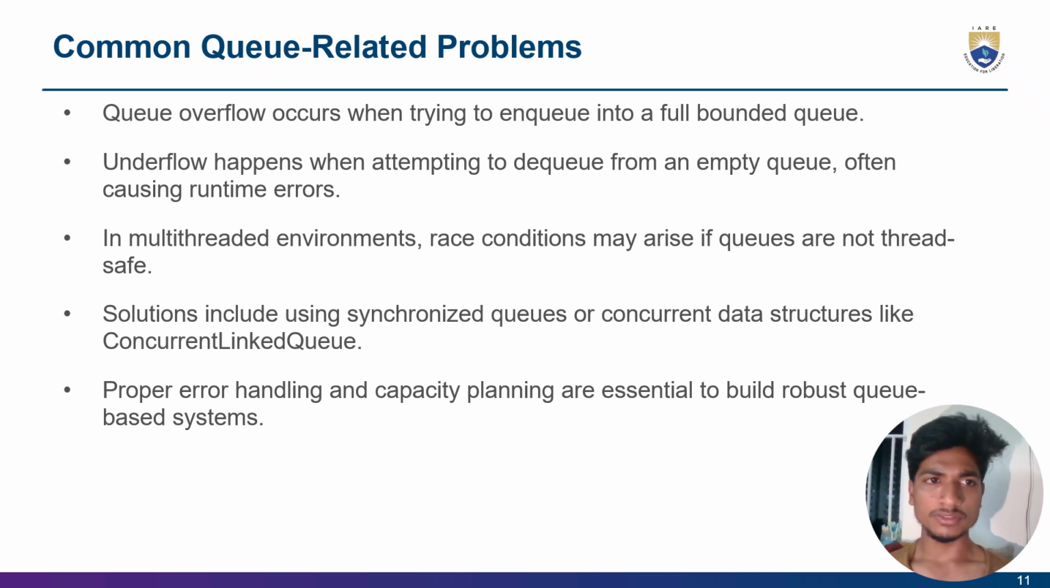Common queue related problems. Queue overflow occurs when trying to enqueue into a full bounded queue. Underflow happens when attempting to dequeue from an empty queue, often causing runtime errors. In multi-threaded environments, race conditions may arise if queues are not thread safe. Solutions include using synchronized queues or concurrent data structures like ConcurrentLinkedQueue. Proper error handling and capacity planning are essential to build robust queue-based systems.